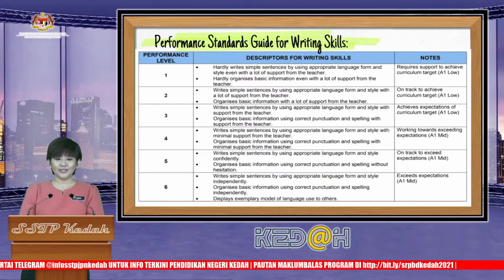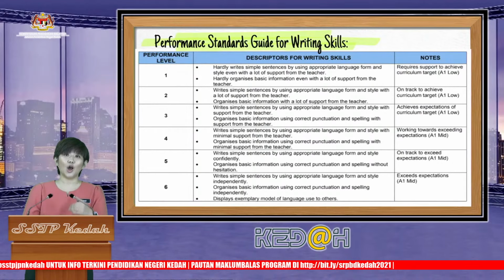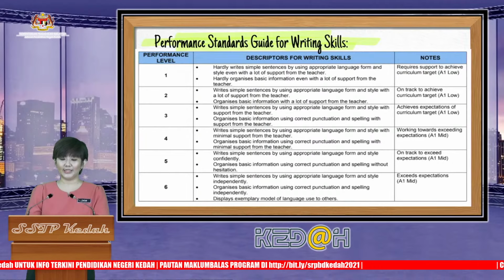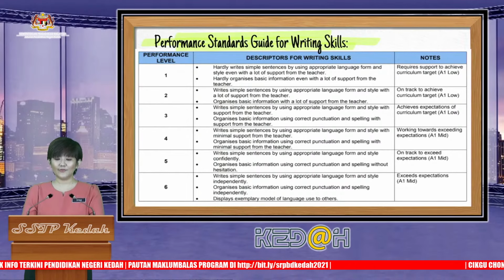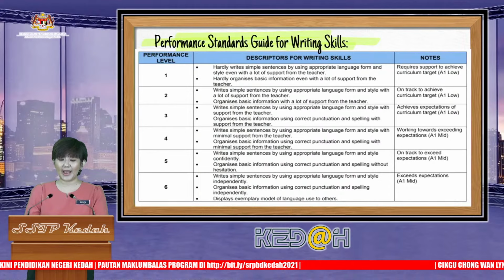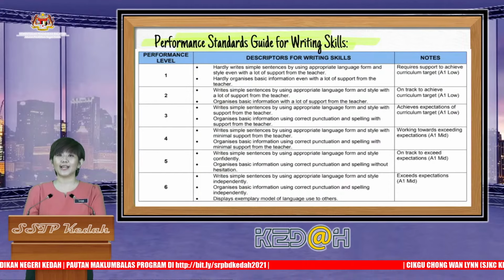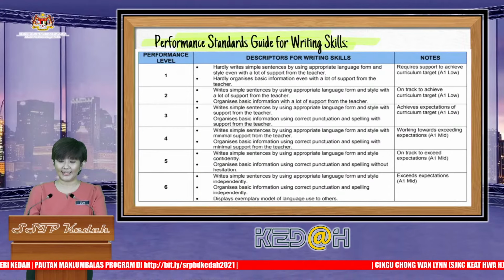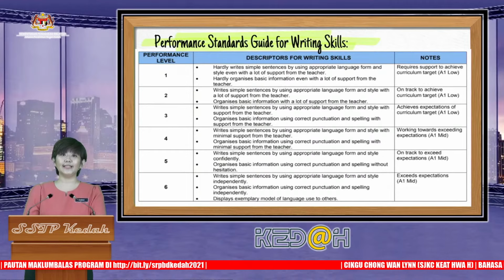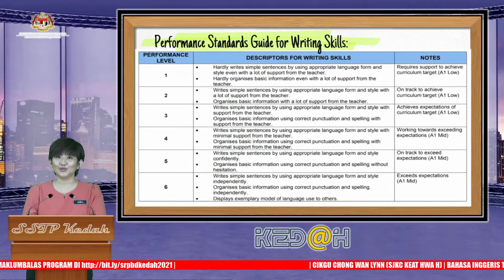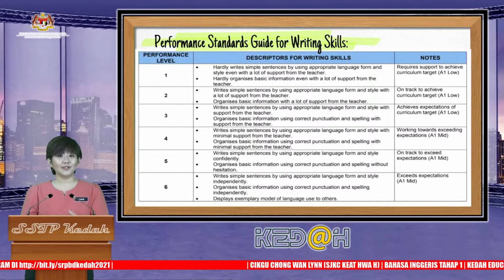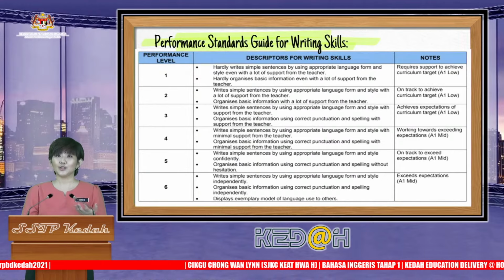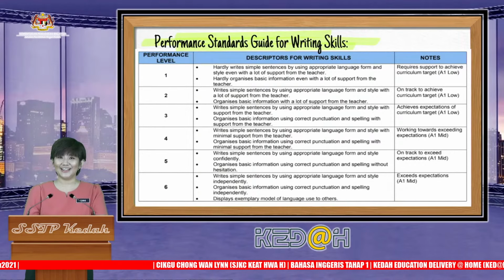So now that we have collected their written work, together with the observations we have done during the lesson, we will now evaluate our pupils' progress based on the Performance Standard Guide for Writing Skills, which is taken from the DSKP for Year 2 English. Do note that there are also Performance Standard Guides for listening skills, speaking skills, and reading skills.